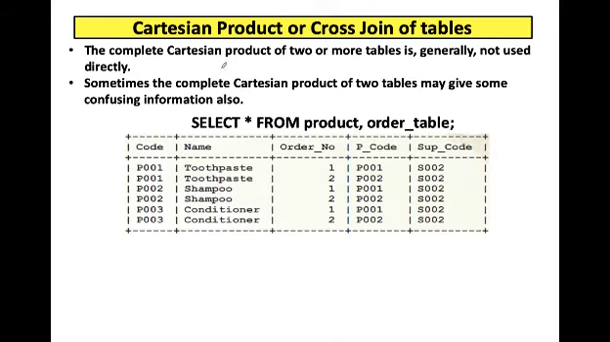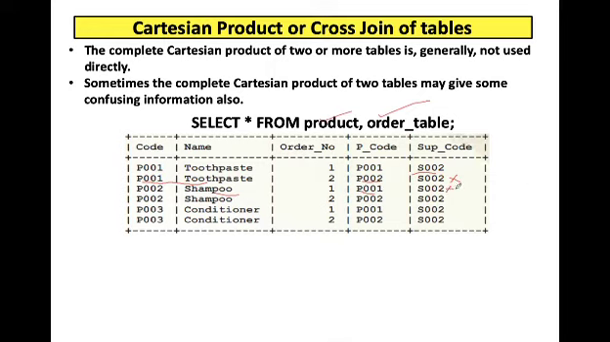If you observe this table also, in which product is joined with the order table. Now if you see, the first product P001 is toothpaste, its order number is 1 and its supplier is this. Now what is the fun of joining this P001 toothpaste with this P002 when they are not matching? It is of no significance when we are joining this row. And now coming to P002, what is the significance of joining shampoo with the product 1 toothpaste? This is of no significance.